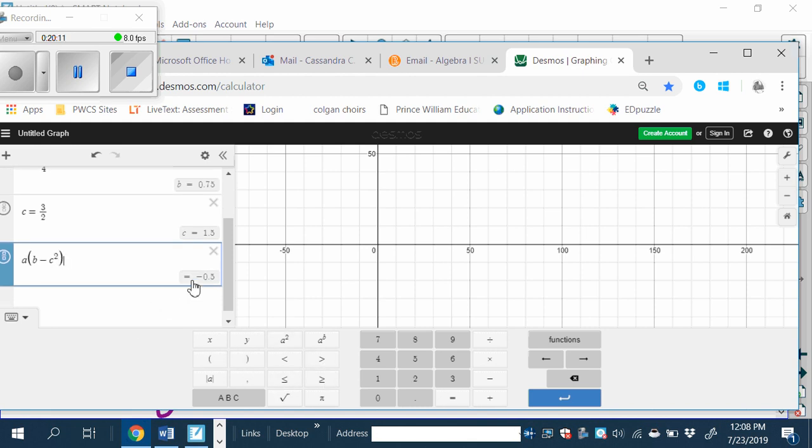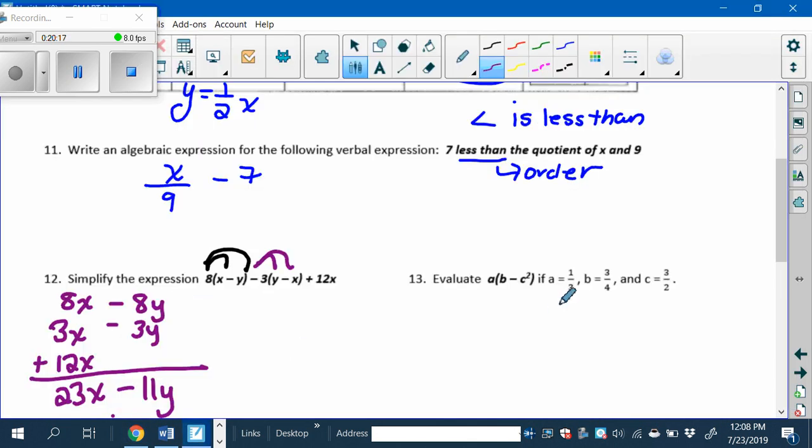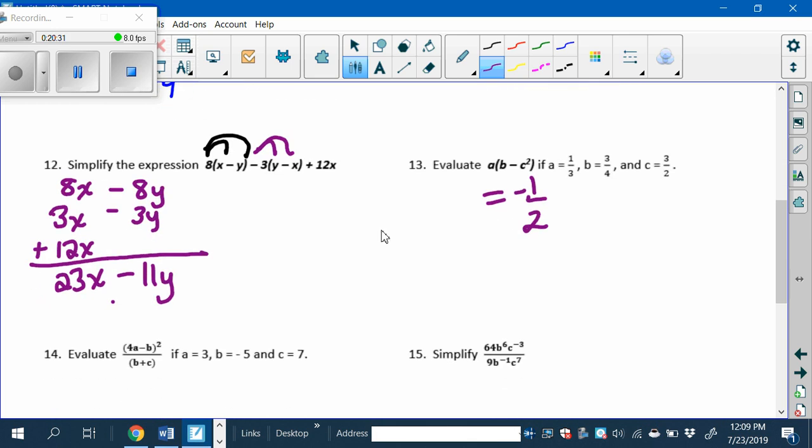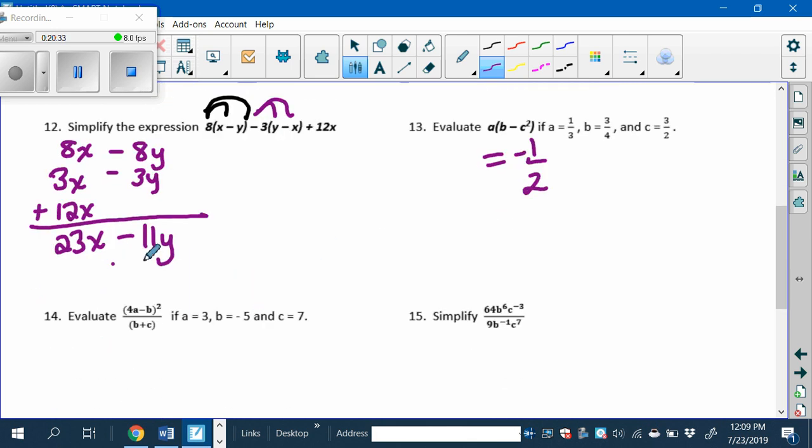Okay, so notice that the answer pops right up. So it's -1/2. So that is my answer right there. So, little to no work for you guys, but you really need to practice using Desmos. Okay, same kind of thing here. Let's do the same thing.